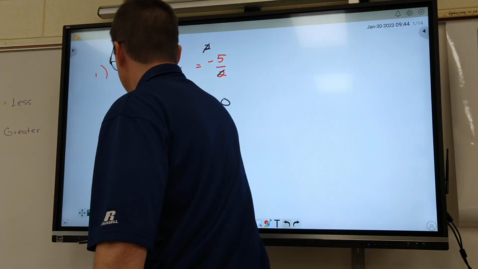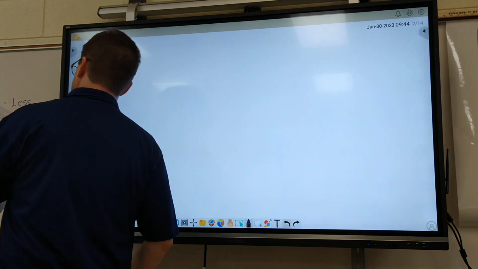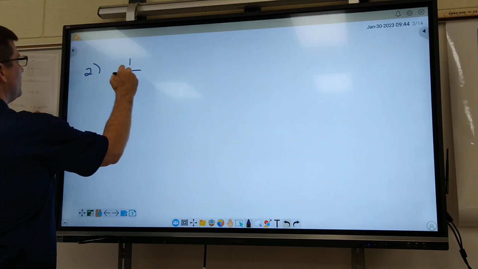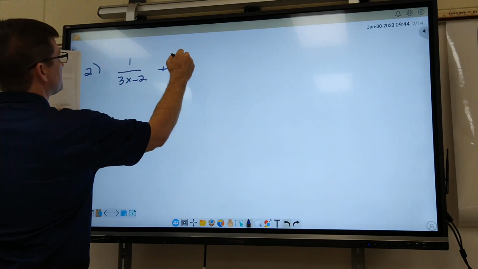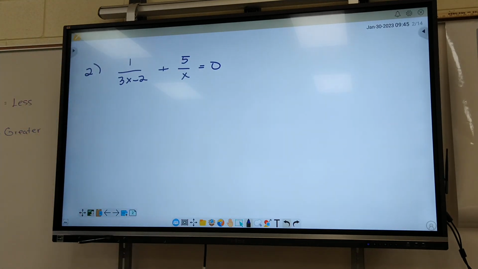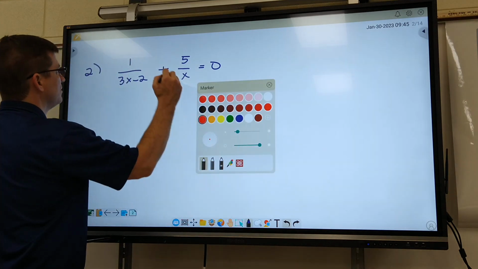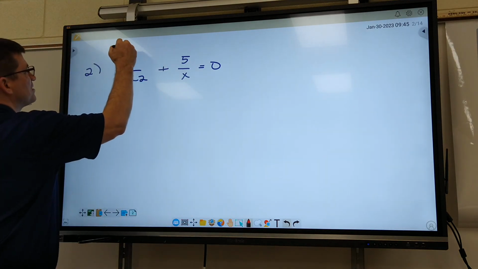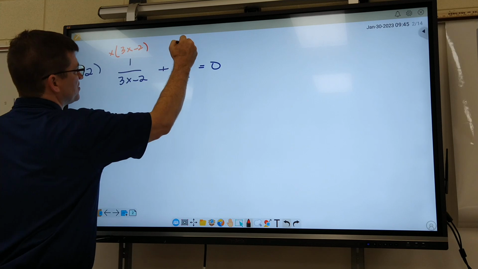All right, let's go to number 2. 1 over 3x minus 2 plus 5 over x equals 0. So now when you find a common denominator, remember it's 1 of everything on the bottom, right? So Matthew, what's our common denominator going to be on number 2? Very good. X and 3x minus 2. I don't think this one's going to be that bad either.